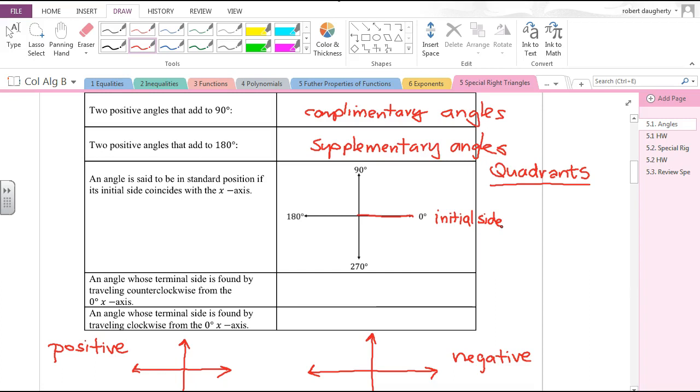So if I were to draw a 45-degree angle, then this side right here is called the terminal side. The initial side is at 0, and the terminal side is wherever I stop to draw the angle. So if I were to draw an angle from here to here, the terminal side would be at 90 degrees.